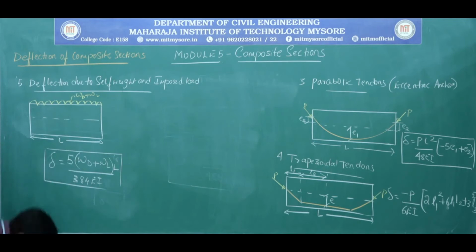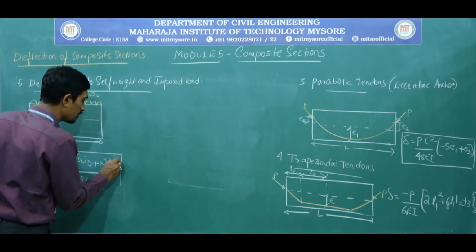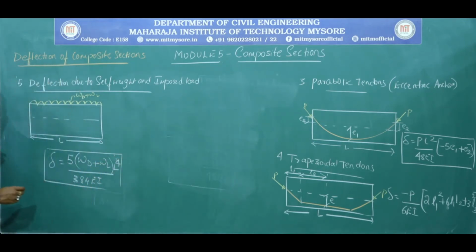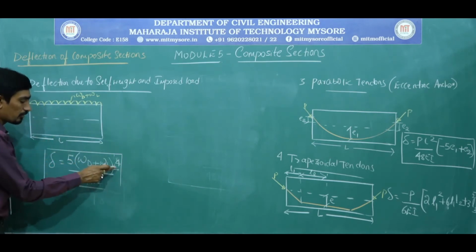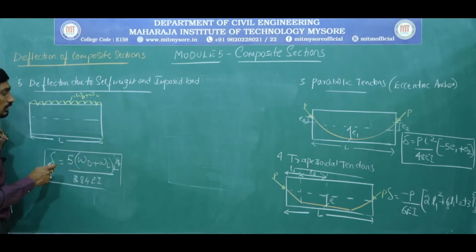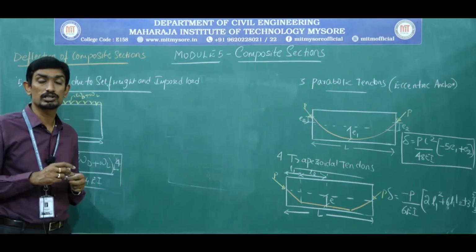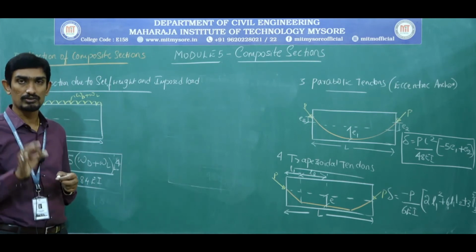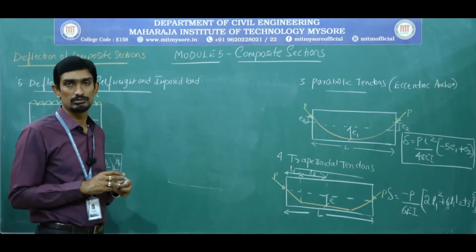Okay, 5WD plus WL into L to the power of 4. Sorry. Okay. So now for UDL, it is 5WD into L to the power of 4 divided by 384 EI. But coming to the live load, if live load is not UDL, if it is a central concentrated load, then the formula will change. Delta is equal to PL to the power of 4 divided by 48 EI for central concentrated load. So that's why you need to be very cautious.